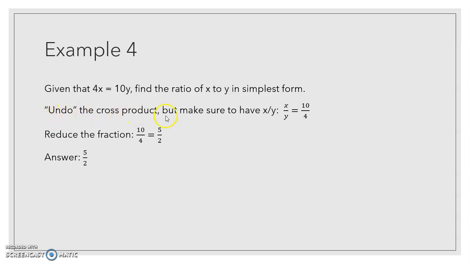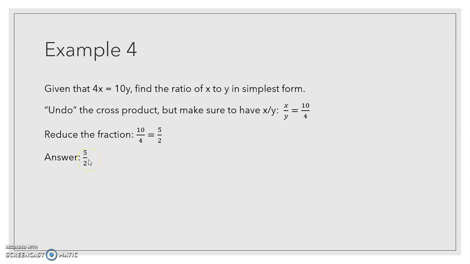Okay, so I'm going to undo that cross product, and I'm going to make sure x is on top of y. So what I do first is I write x over y. And I know x is on top because here it says x to y. The x comes first, so x is on top. Then I say, okay, over here it said 4x, so the 4 has to be across from x for me to get this cross product. So I go across from x and I write a 4. Then I look back at the given information. It says 10y, so I know the 10 is across from the y. So I find the y, I go across from it, and I write a 10. So I have 10 over 4. Now, they did say simplest form, so I have to reduce that fraction. 10 over 4 is 5 over 2, and 5 over 2 is my answer.